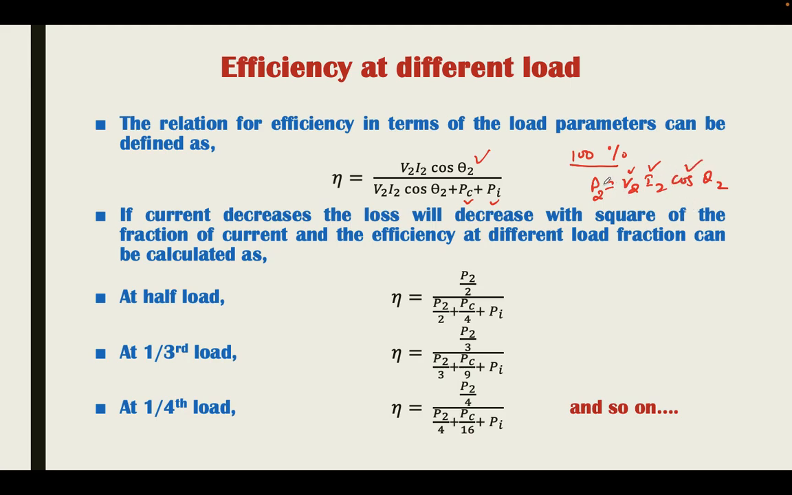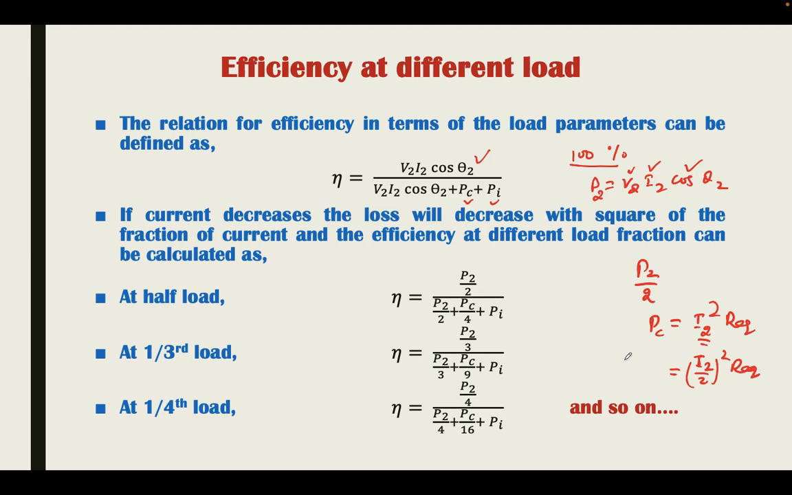Now, if we consider the transformer is subjected to half of the load, then the output will become P2 by 2. Similarly, we know the copper loss depends upon current, I2 square R equivalent. The current will also be half. If the current becomes half, then the copper loss will become (I2 upon 2) square R equivalent.